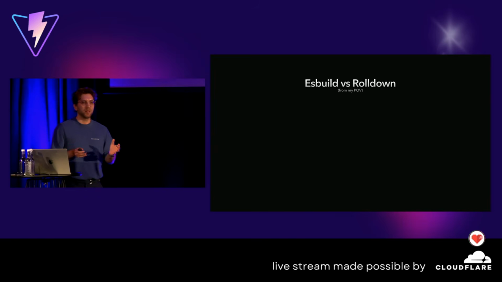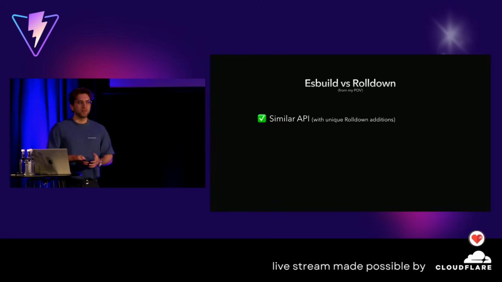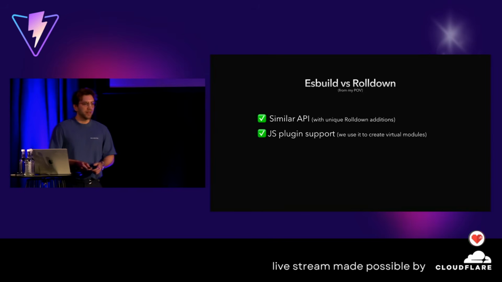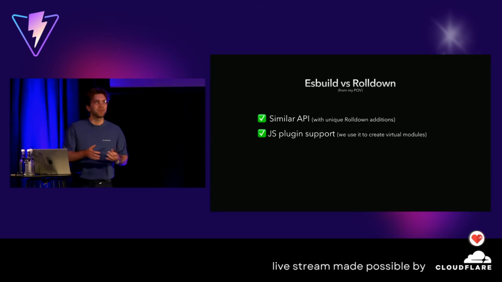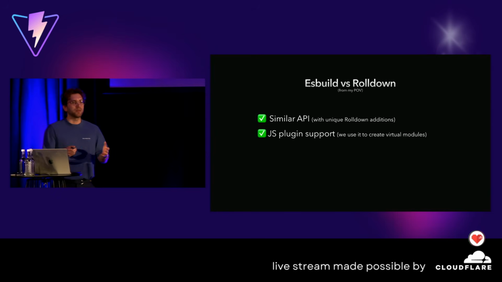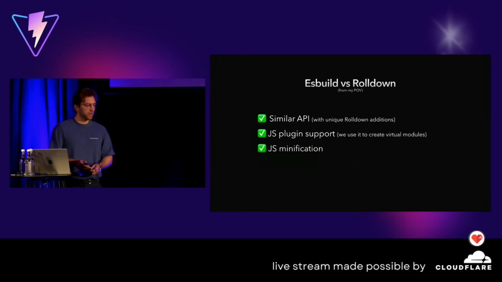Anyway, I promised an esbuild versus Rolldown comparison from my point of view, so it might not be the most objective one, but that's what I can tell you. It has a similar API, so similar that we could just swap out the dependencies: find esbuild, replace it with the term Rolldown, done. Of course, there are some unique Rolldown additions like the chunking API, which I will talk about later. There's JavaScript plugin support, as Alex also mentioned. We use it for virtual modules. For example, if we import from a certain module, we replace it with only the stuff we want users to use. And finally, both have JavaScript minification, and there's a difference.